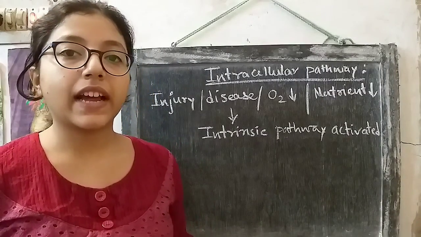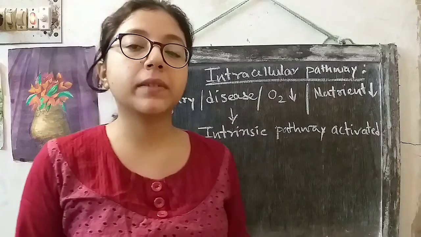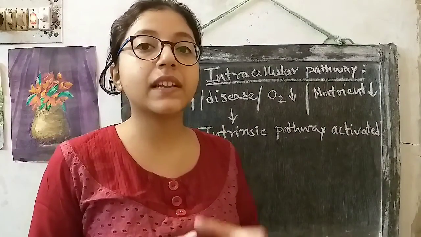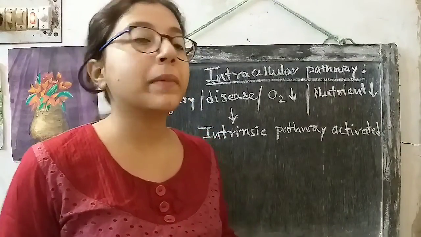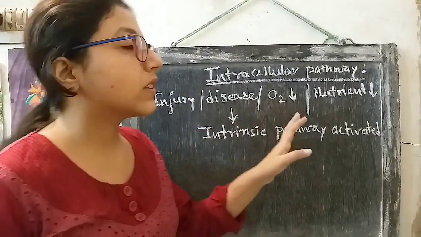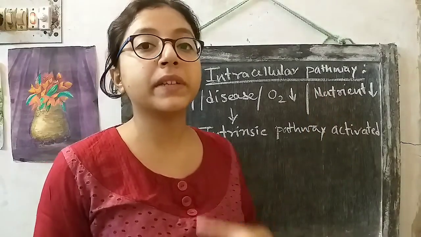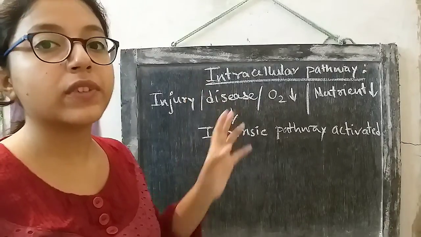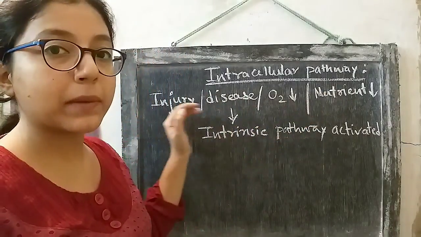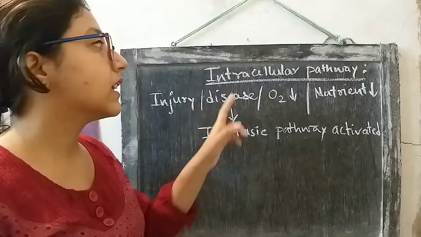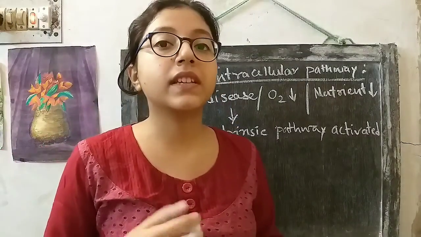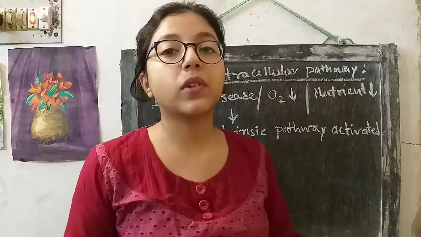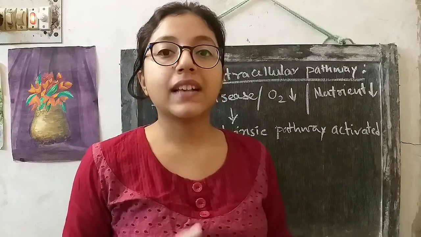As I said, the intrinsic pathway is initiated by the target cell itself. Target cell means the abnormal cell. The target cell might be a diseased cell, or there may be some injury in the cell, or there might be oxygen and nutrient limitation within the cell. These types of abnormalities give rise to the intrinsic pathway. So when these abnormalities are present in the target cell, the intracellular pathway of apoptosis initiates. Once the intrinsic pathway is activated, various types of apoptotic proteins are activated.